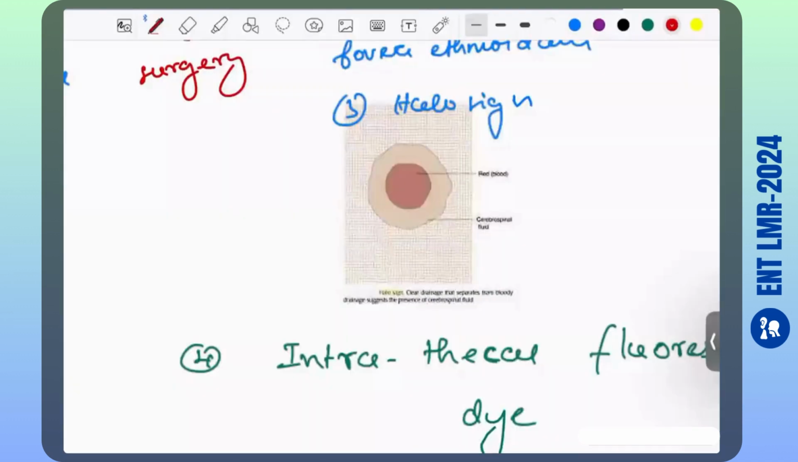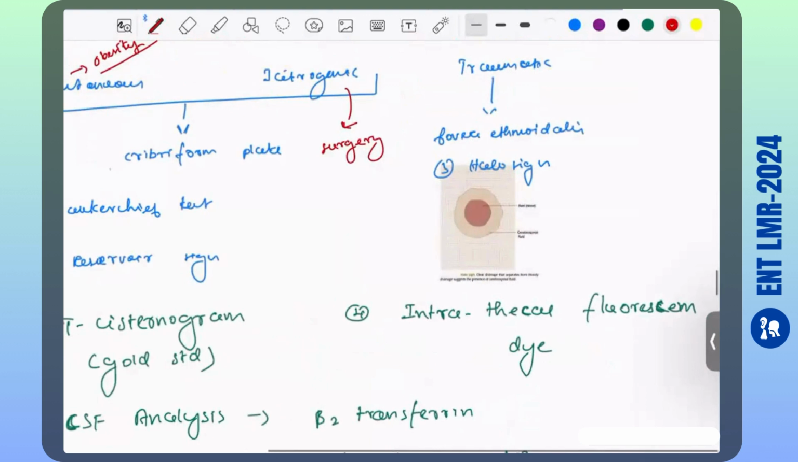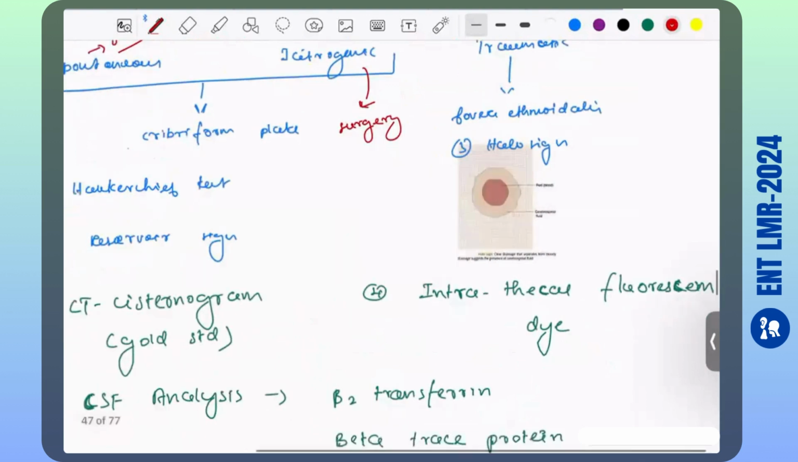So what are the other signs in CSF rhinorrhea? If I collect the CSF fluid over a white handkerchief, the central part will be filled with red. The peripheral part will be filled with CSF due to change in specific gravity. Blood has more specific gravity, CSF has less specific gravity. This is called halo sign or double density sign positive.